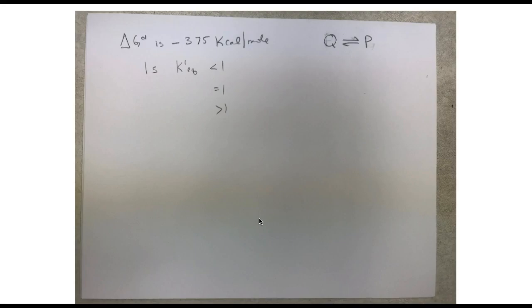Okay, let's look at another one. Here, the standard free energy change for the reaction of Q being converted to P is negative 375 kcals per mole. This means under standard conditions, 1 molar Q, 1 molar P, this reaction releases 375 kcals per mole. And we can determine if the equilibrium constant is less than 1, equal to 1, or greater than 1.